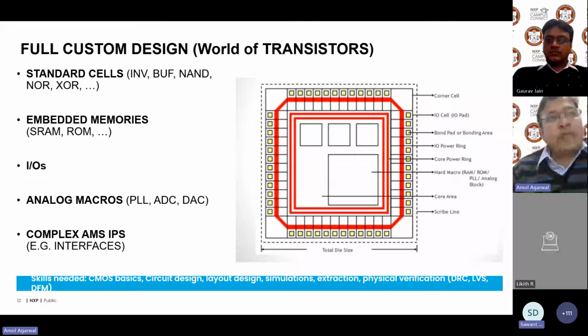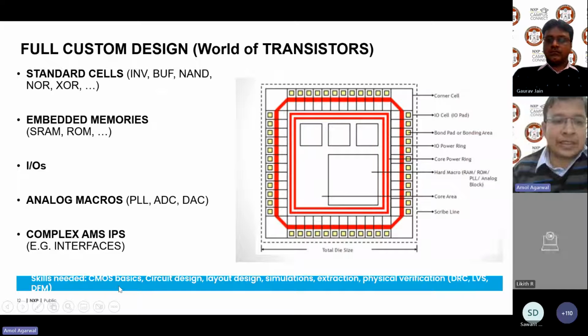Okay, so once you have this process design kit available, you build the building blocks. So the building blocks are like your standard cells, like inverters, buffers, NANDs, or your building blocks could be memories, IOs, and analog macros. So using those set of tools which are governed by the process design kit, you develop this cell. So this is more like a custom design. And we called it the world of transistors.